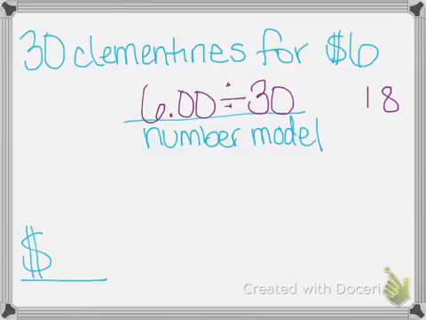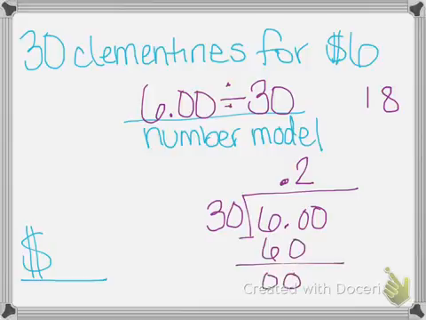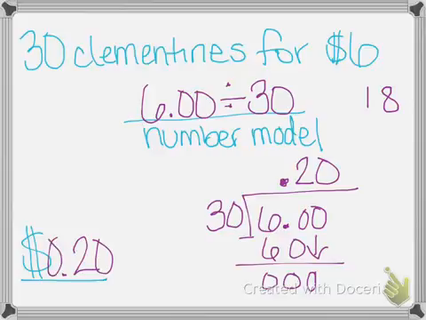Now I need to know how much money she spent. 30 into $6. 30 can't go into 6, but 30 can go into 60. It goes in 2 times. 2 times 30 is 60. Subtract. Bring down the 0, and it goes in 0 times. Again, our decimal point is here, so it needs to be here. So it's about 20 cents per clementine, which again is close to our estimate of 18 cents per clementine.